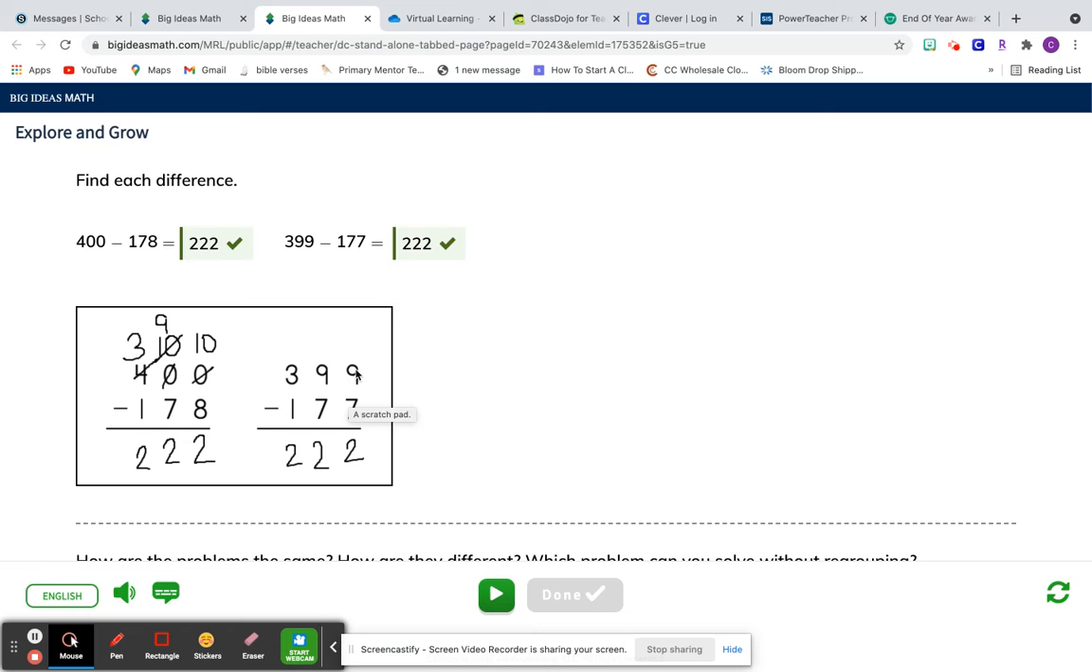I subtracted 1 from both of these numbers to get the same answer. So if you have a 3-digit number with zeros in the tens and ones, if you take 1 away, so 400 minus 1 is 399. You also have to take it away from the bottom number. So 178 minus 1 is 177. And you will get the same answer and not have to do the regrouping. So whichever way of doing this works best for you, you can do it either way.